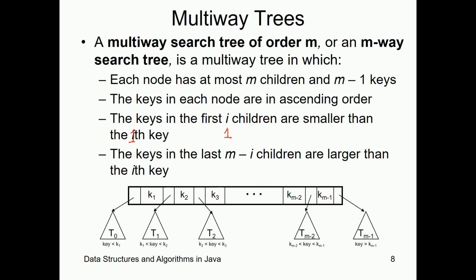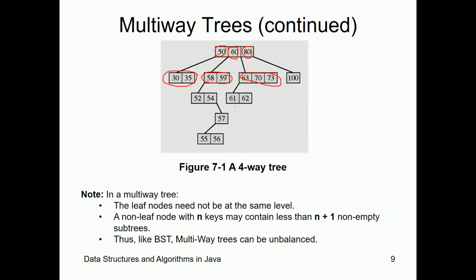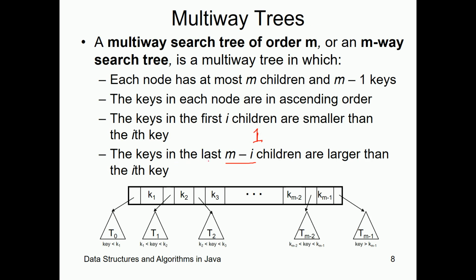And the keys in the last m minus I. Okay, now I is going to change. Let's say I is 1. The keys in the last m minus 1. In this case, m is what? M is equal to 4. That means m minus 1 is 3. That means the key in the 3, which is the key 3, this one. The keys in the last m minus 1 children.